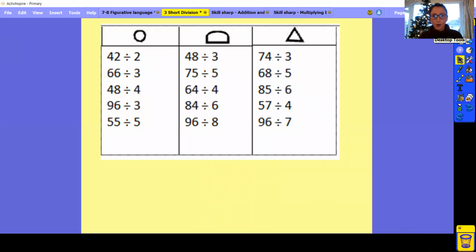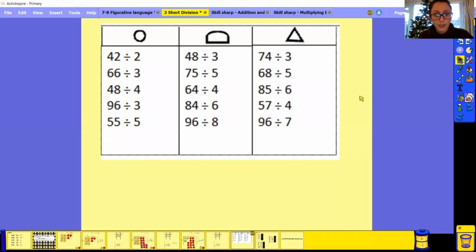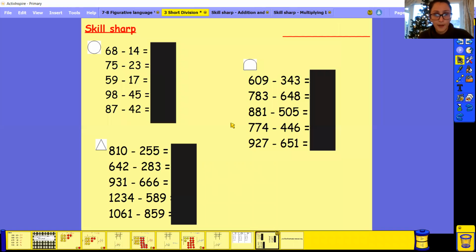Okay, so what I would like you to have a go at is the circle, the semicircle, and the triangle, okay? Remember, use the method if you need to. If you need to have a bit of a recap, have a wind back of this video, have a go at any sheets that you do have at home. And I would love for you to send any work to me. Before you do that, we have a quick Skillsharp, and this is just going over our takeaways, okay?